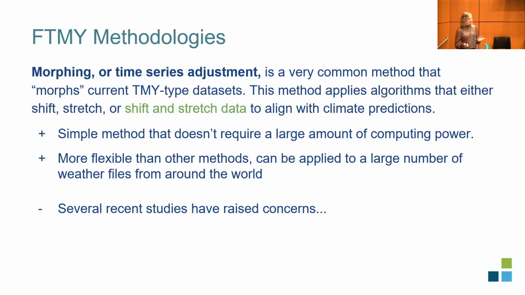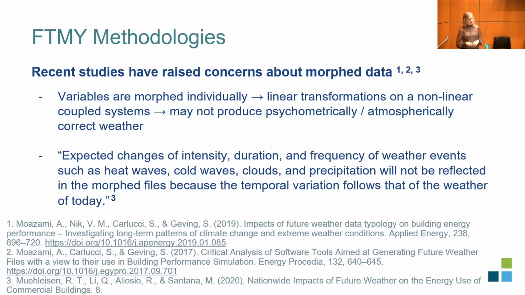So yeah, the next one up is morphing. This is something that's been around for at least 20 years. If you have seen future tools over the past couple of decades, it's probably morphing. This is the case where you just stretch or shift existing data. This is a really simple method. It doesn't take a lot of data. You can apply it to any existing weather file, but there have been recent concerns on the accuracy of this.